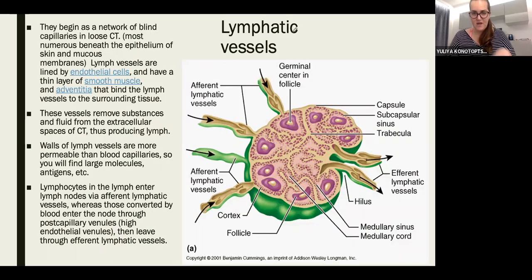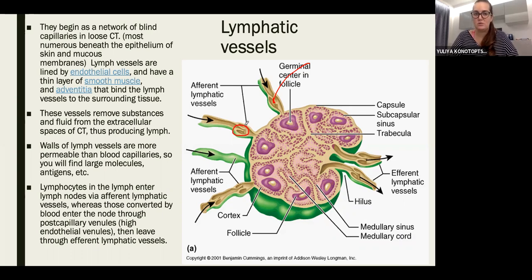Lymphatic vessels are very much similar to your blood vessels. They also have tunica intima, media, and adventitia. The only difference is that lymphatic vessels are way more permeable than blood vessels. They allow even proteins to get in or get out. Another difference is that lymphatic vessels actually possess valves. What is the purpose for those valves?